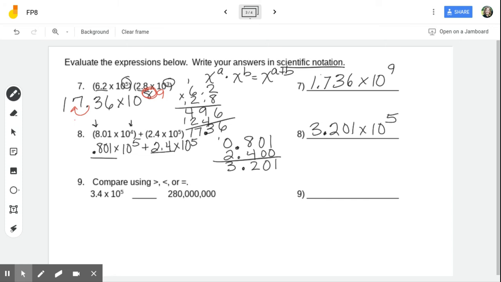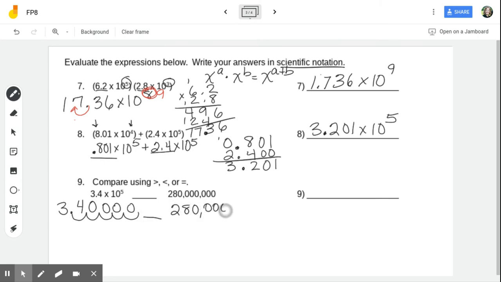Okay, so we're going to compare for number 5, this number to this number. So you can either make this scientific notation or make this in standard form, and I'm going to choose to put this in standard form. So 3.4, and I need to move it 5 powers of 10. 1, 2, 3, 4, 5. I'm going to add my zeros. What is that number? 340,000.